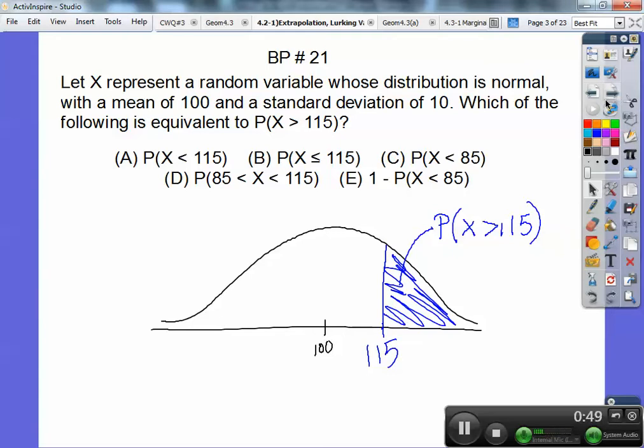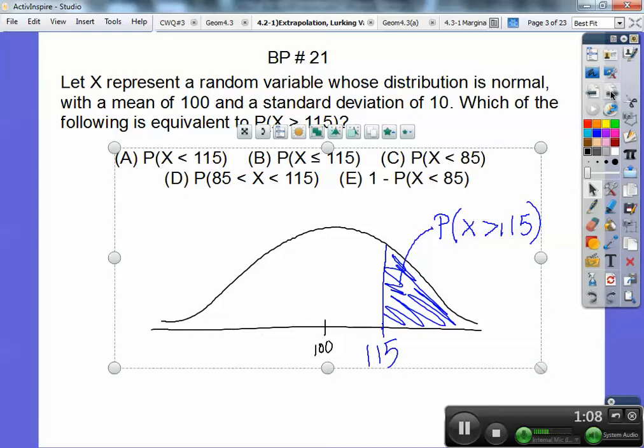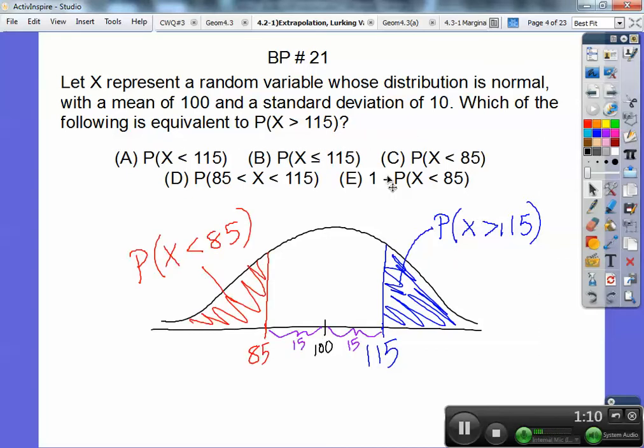If you think of this, whatever happens on the right happens on the left, because normal is important, it means it's symmetrical. So if this is 15 to the right, if I go 15 to the left and shade the left-hand side, that would be my picture over there. That equals the probability that x is less than 85. Can you see this red area is equal to that blue area? So it looks like choice C.